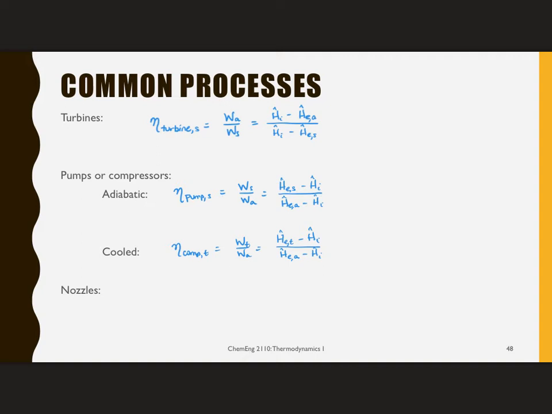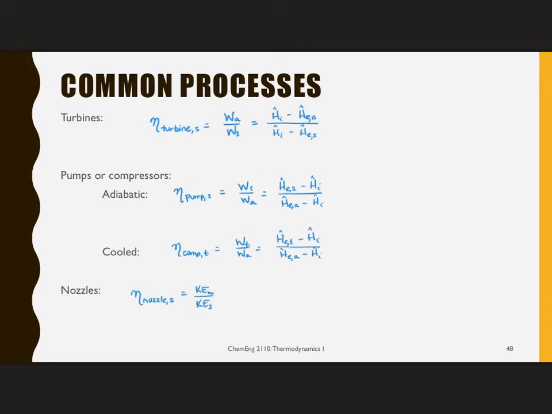Our last common process is going to be the nozzle. Now, in a nozzle, the goal is a change in kinetic energy. And of course, friction is going to impact this. We had an example earlier, and I said that reversible calculation gave us the maximum possible velocity we could have.